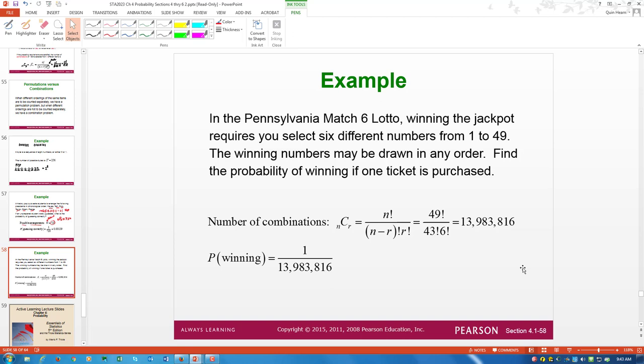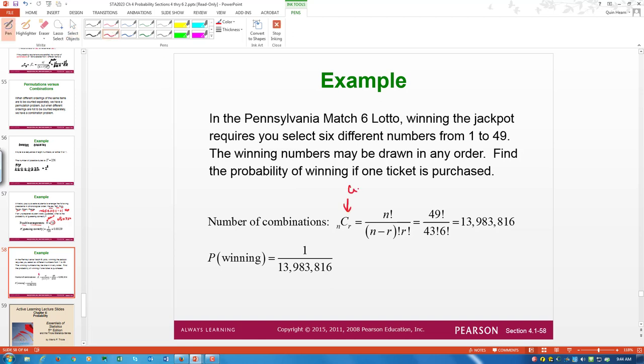And then what's the big question? Does the order matter? No, it doesn't. And since the order, so a person who has the correct numbers on their ticket, it doesn't matter what order those numbers are in, they're going to win. So that tells you that it's a combination. Okay, combination.